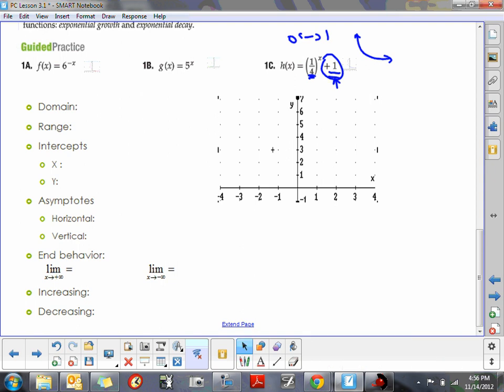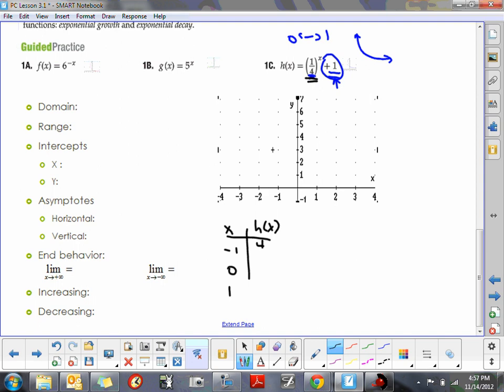The first thing I'm going to do is graph our parent function in this one, which is 1/4 raised to the x. So I'm looking at some input-outputs on these. So x, and then this is h at x. What if I put in a -1, a 0, and a 1? Those are good test points again. If we put in a -1, a fourth to a -1 reciprocates that base, so it gives you a 4. Anything to the 0 power is 1, and then we put in a 1, we get 1/4.